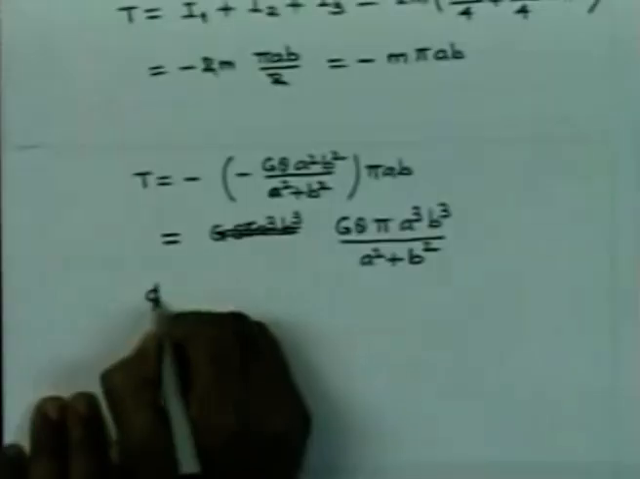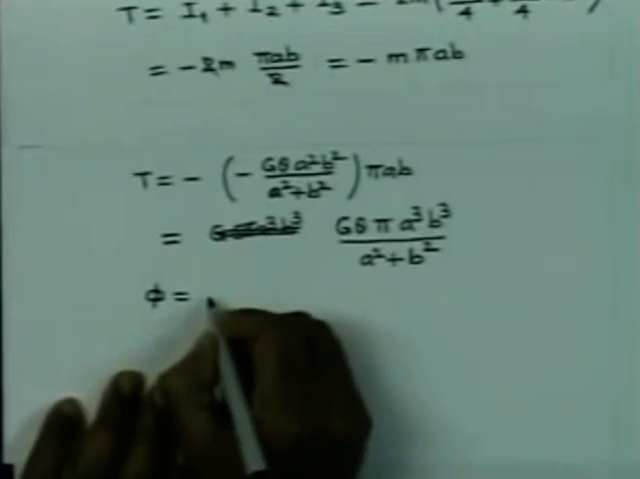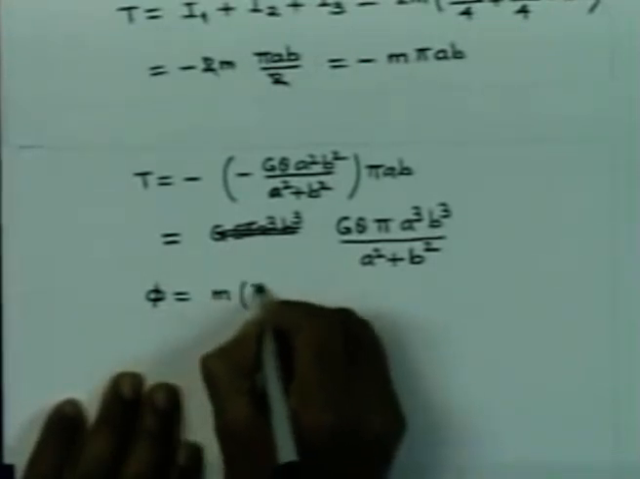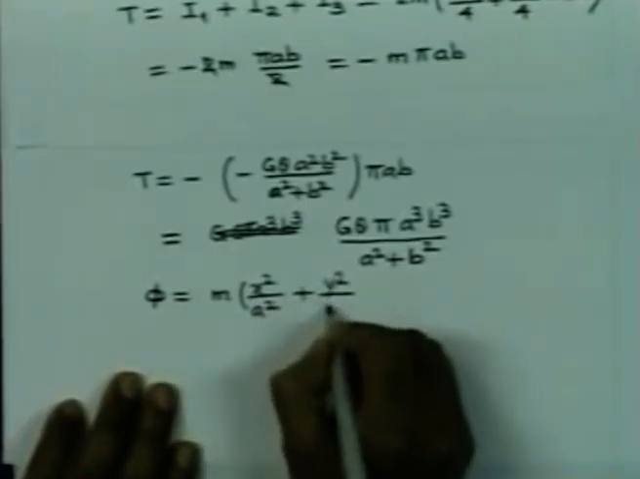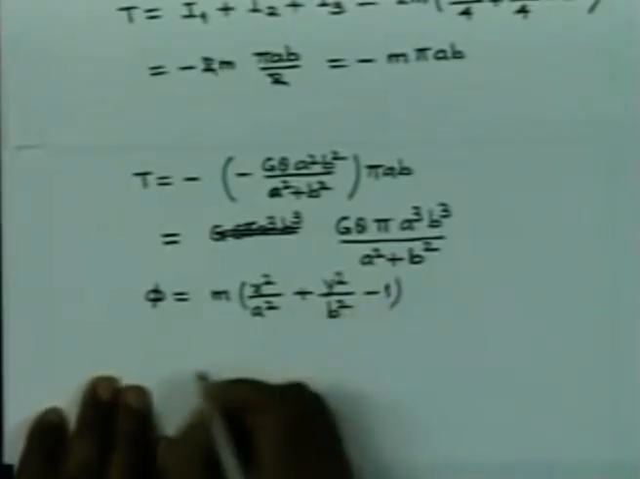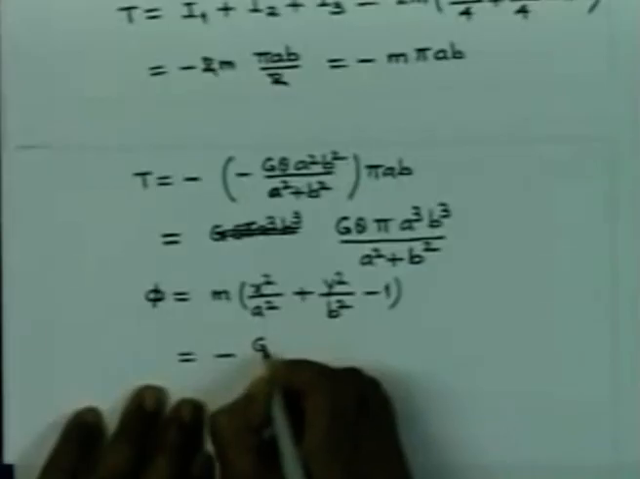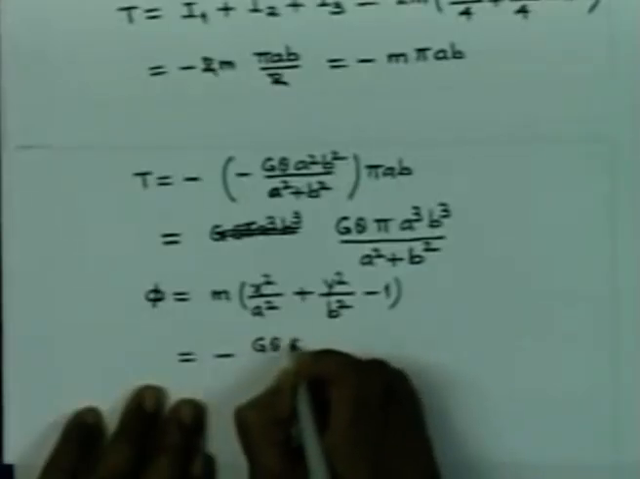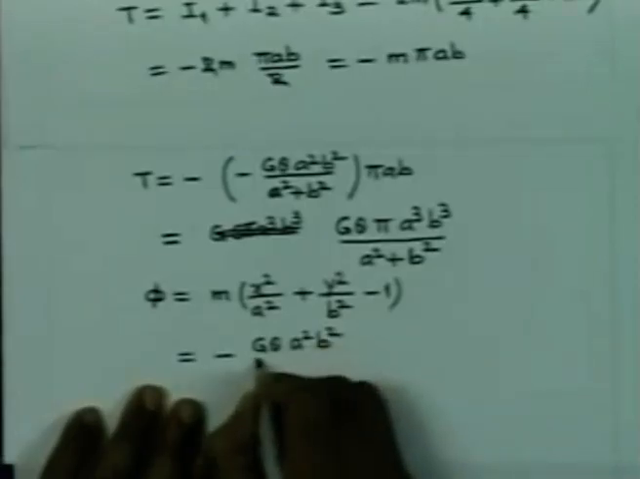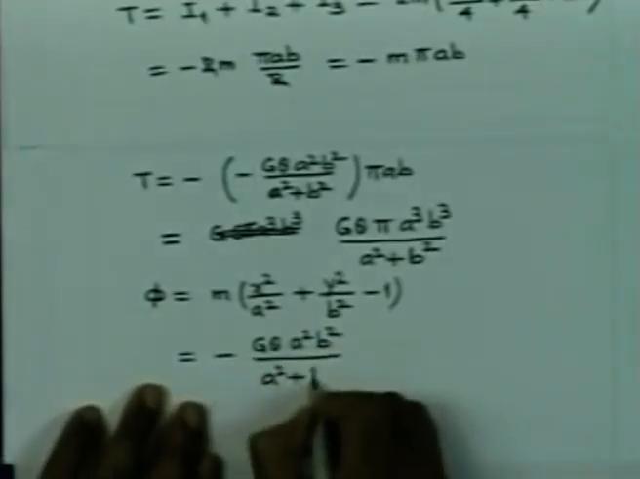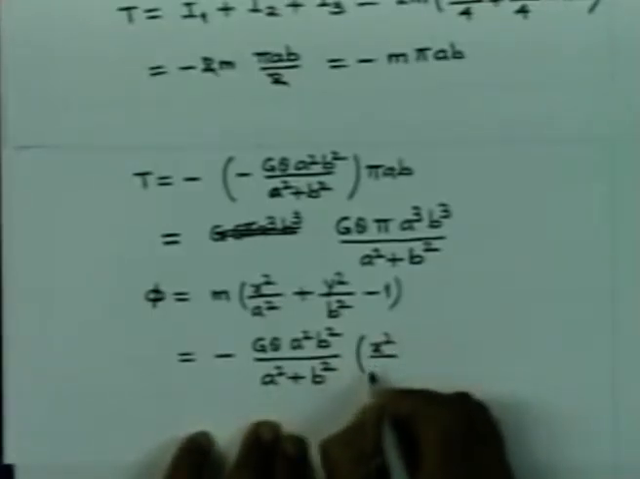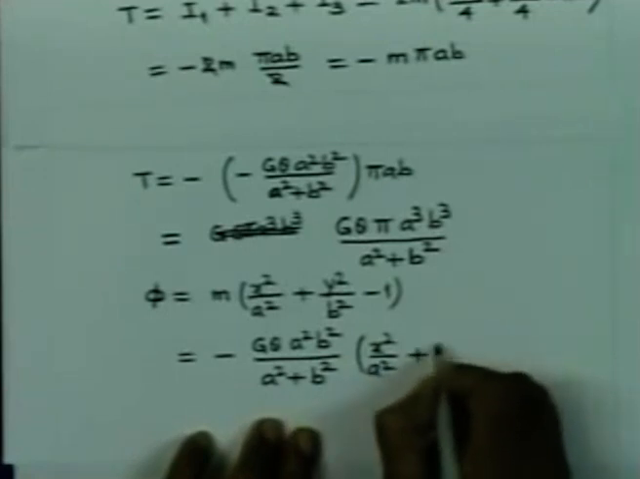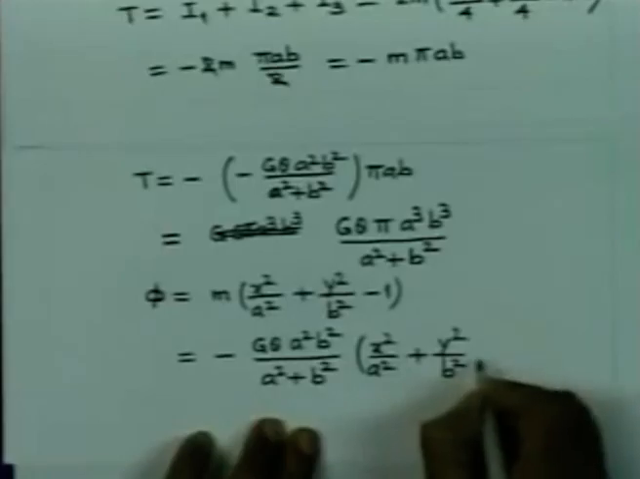Now, if I consider the phi function, phi is going to be m times x square by a square plus y square by b square minus 1. Let us substitute the value of m, G theta a square b square divided by a square plus b square, into x square by a square plus y square by b square minus 1.